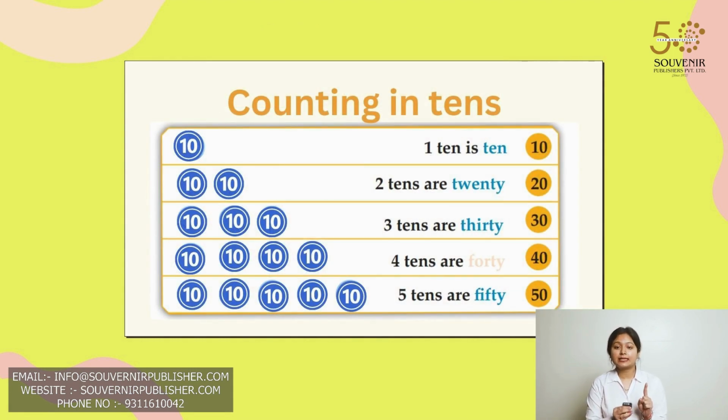1 ten is 10. If we have 2 tens, then it is going to make 20. If we have 3 tens with us, it is going to make 30. If we have 4 tens, it is going to make 40, and if we have 5 tens, it is going to make us a 50.